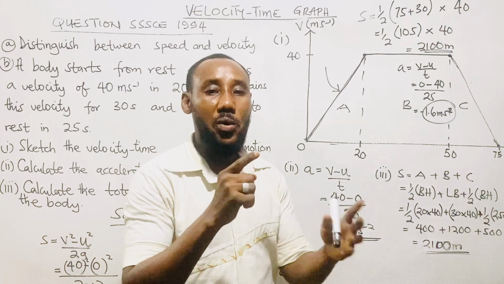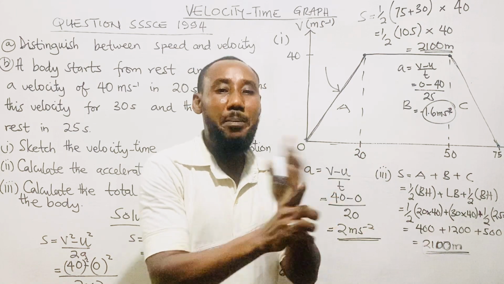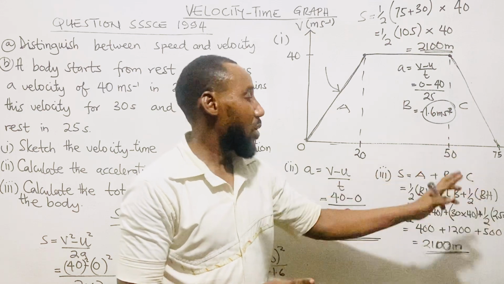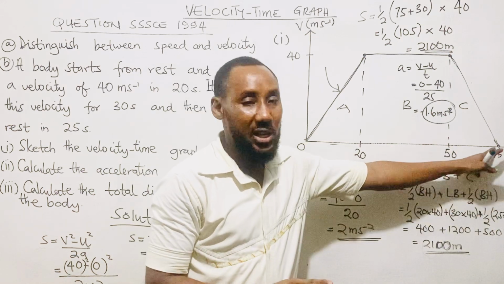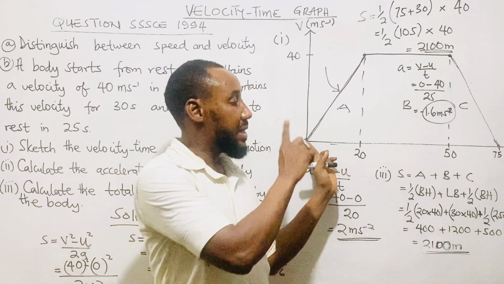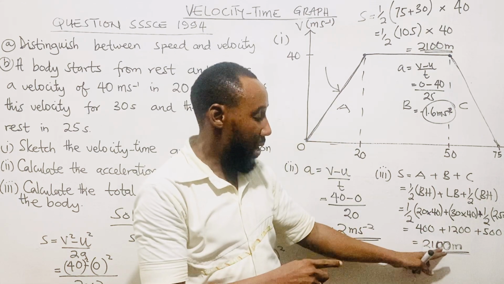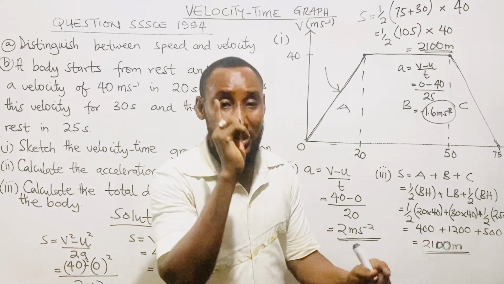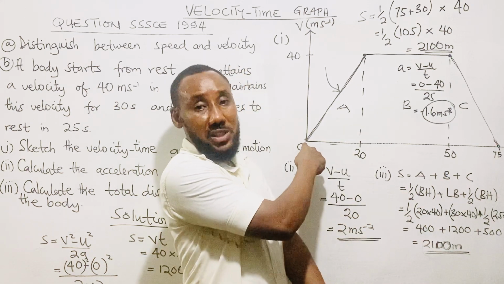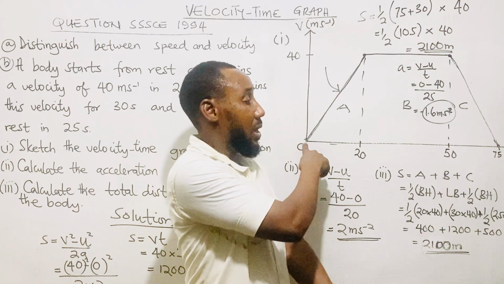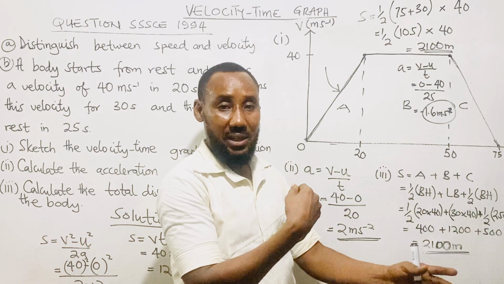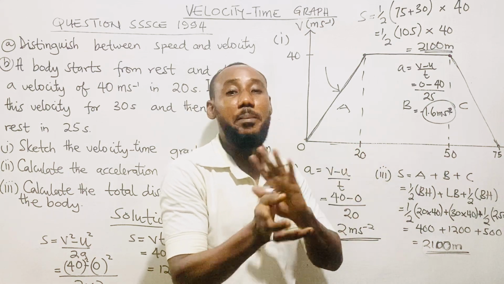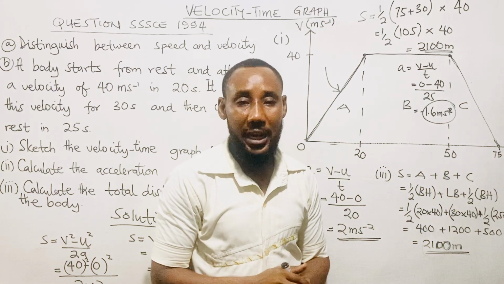In that case, we are going to have distance and displacement being different. In this case, distance and displacement are equal, because this is where the object started from, and this is where it is. So with respect to the starting position, the total distance is 2,100 meters, and the displacement is 2,100 meters. But if the object reverses, then we are going to have a different case. The distance and the displacement may not necessarily be the same anymore.